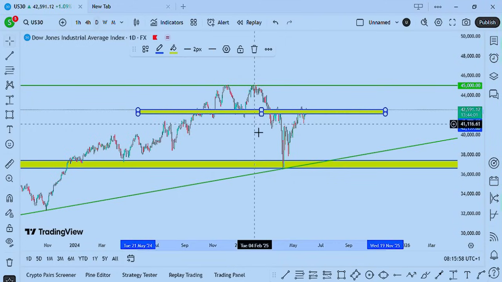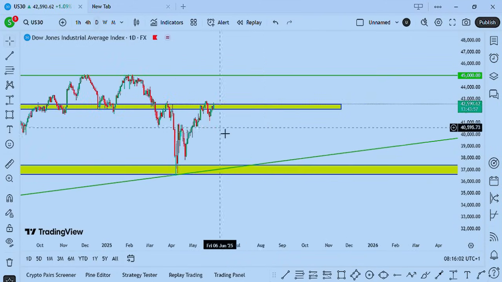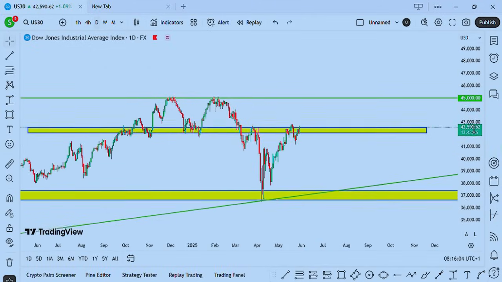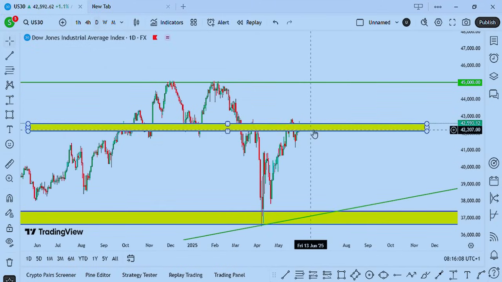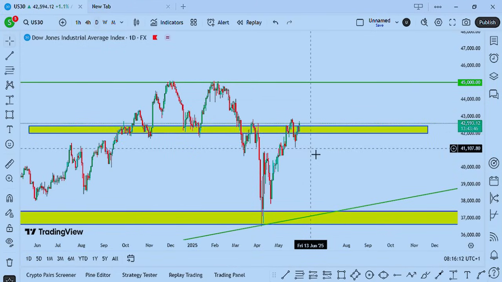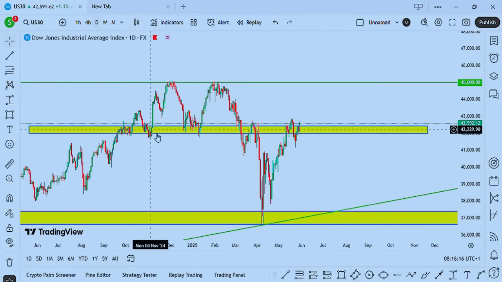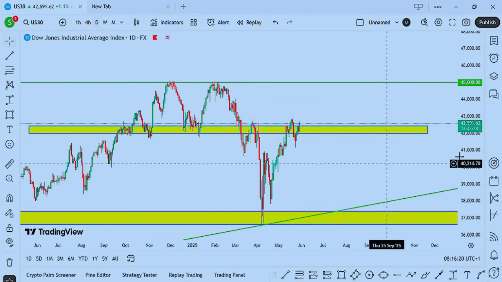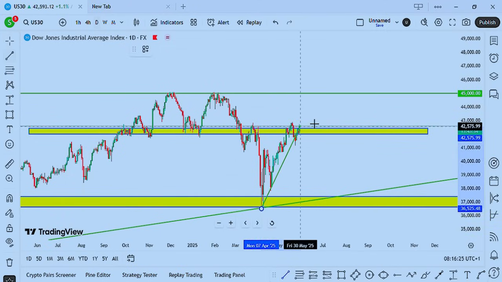All right, see what happened here. Just here a little bit to get multiple touches. Support that turn resistance here, right? And secondly, I can plot the trend line here, right?